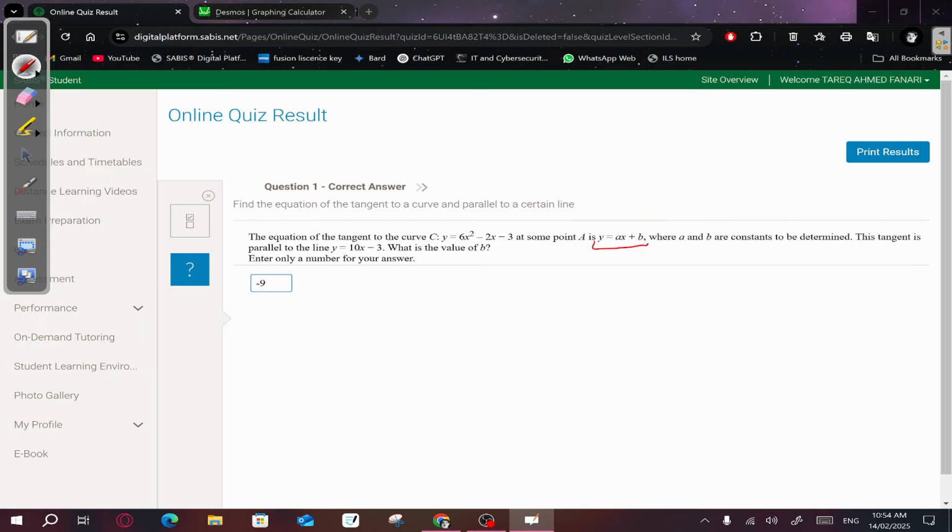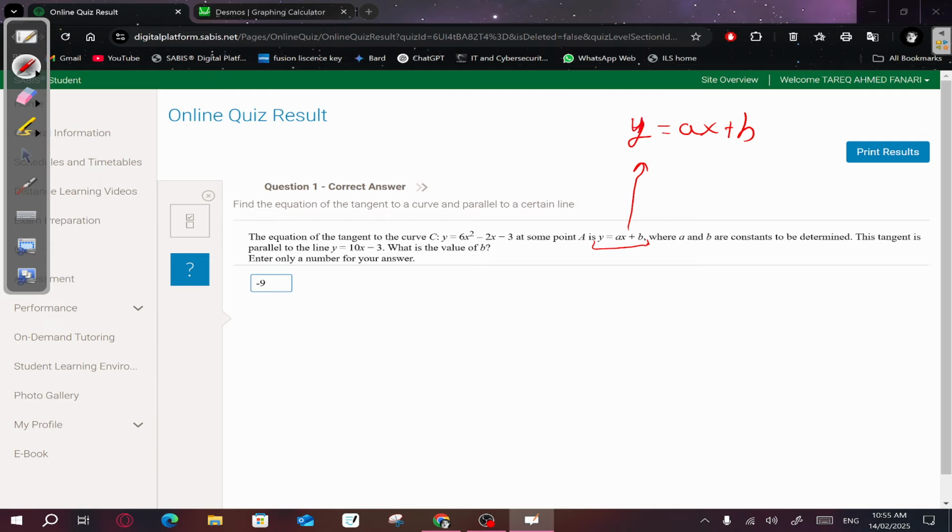Now, I want to expand on this, where a and b are constants to be determined. I want to expand on this because this is very important and a lot of people forgot it. y equals ax plus b or y equals mx plus b, they're both the same. Anything x plus b or plus c or whatever, there are many different ways to express this line.